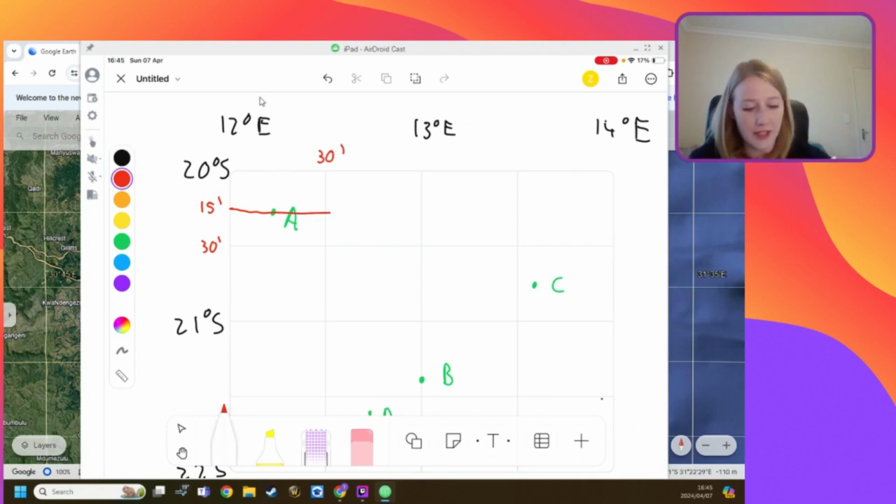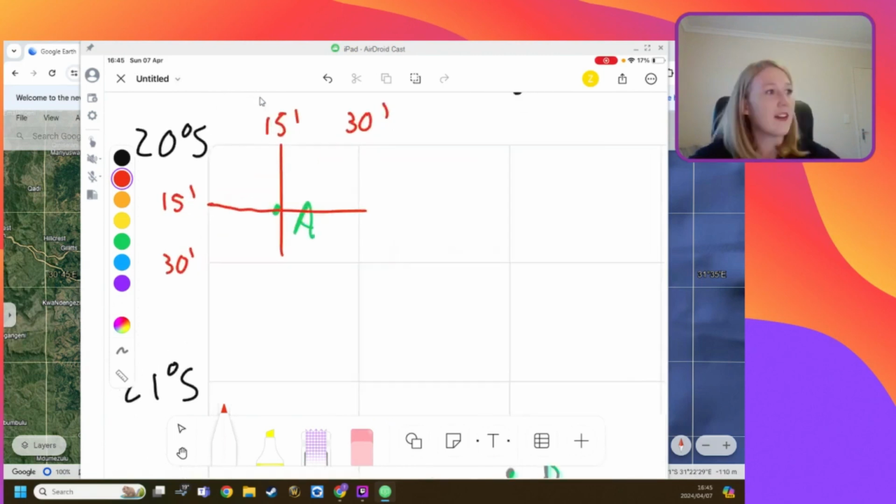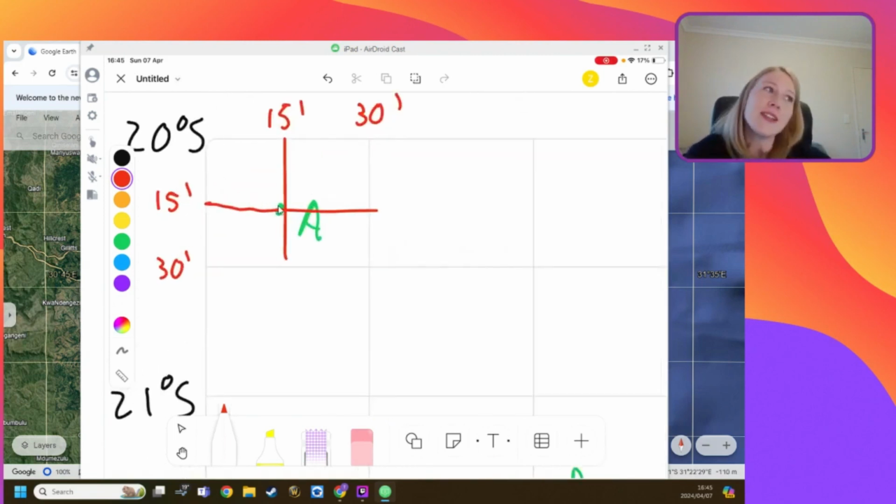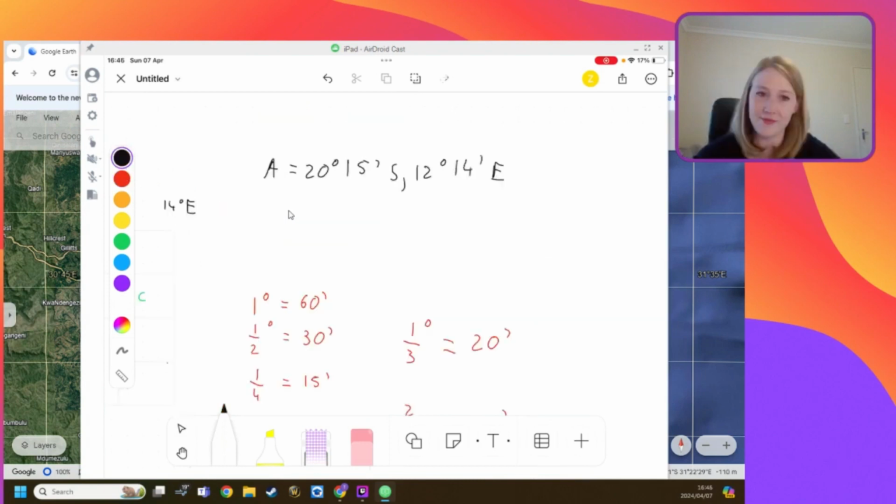And a half of that again is 15 minutes east. Now, we can be pedantic and we can say, well, that dot isn't exactly on that line. So should we maybe say 14 minutes? I'm fine with that. Let's say 14 minutes. Good.